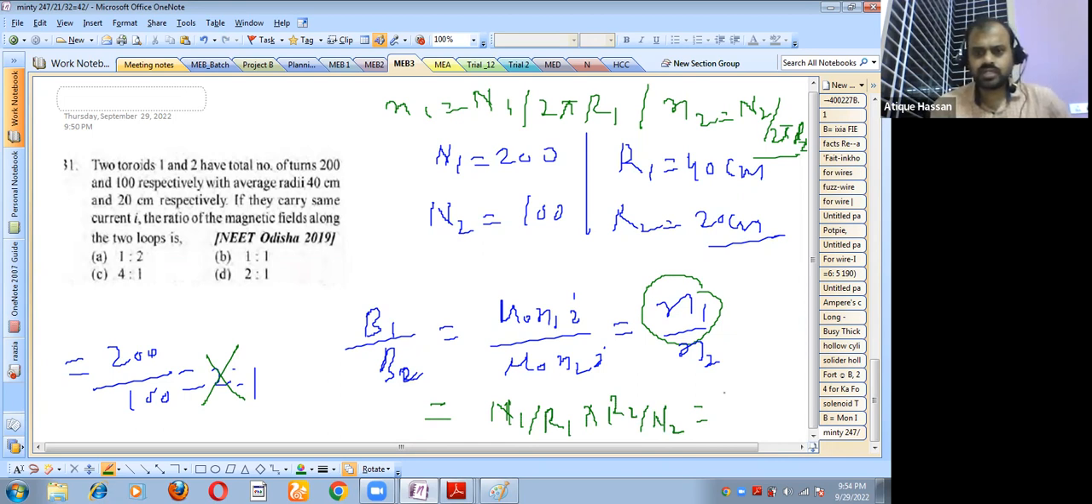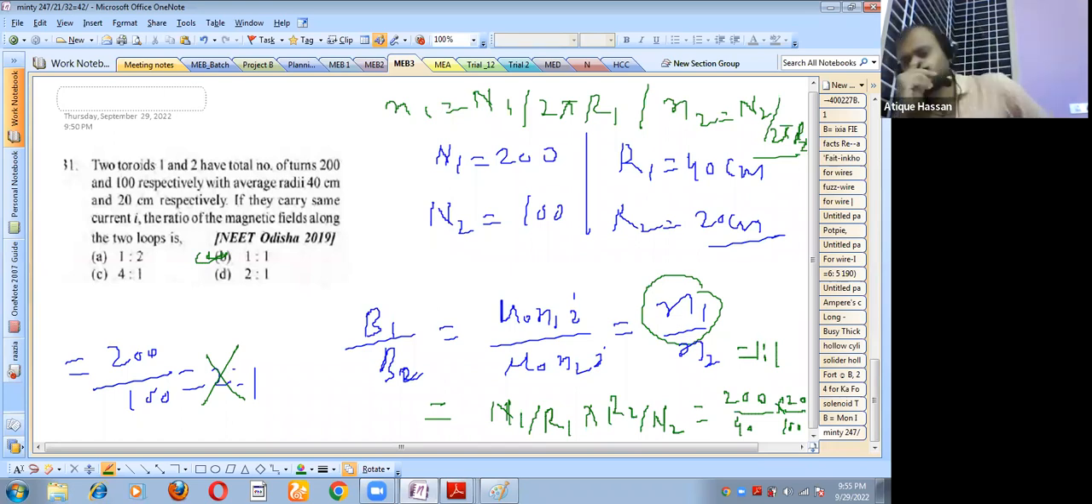So we will get it as 200 by 40, into R2, 20 by N2, 100. So we will get it as 1:1, right? 4000 upon 4000. So the correct answer is 1:1.